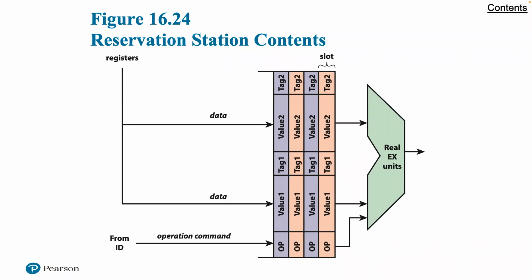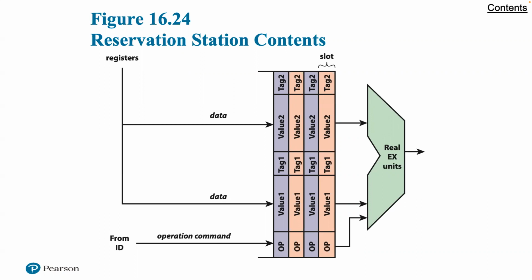Figure 16.24 shows the typical contents of a reservation station for a machine that will have up to 2 operands per instruction. Each slot shown vertically in the figure holds information for one instruction, consisting of one or more tag/value pairs and an OP field. The OP field is the instruction operation command for a functional unit.